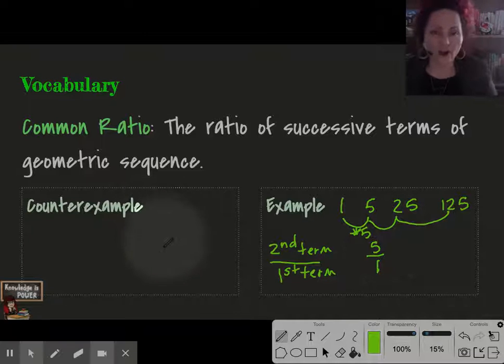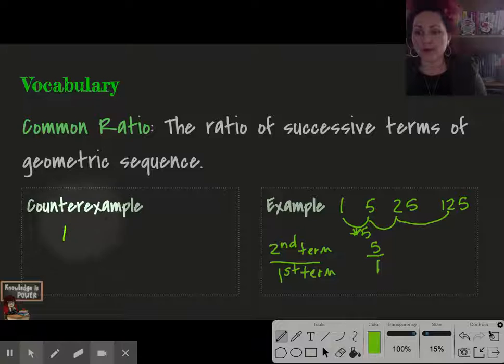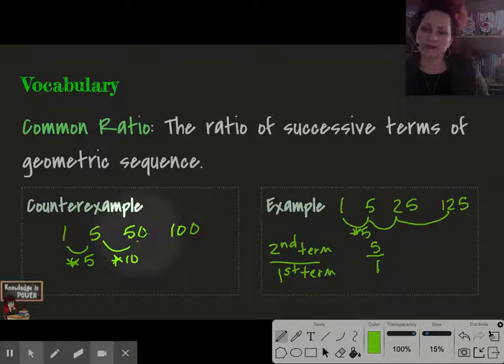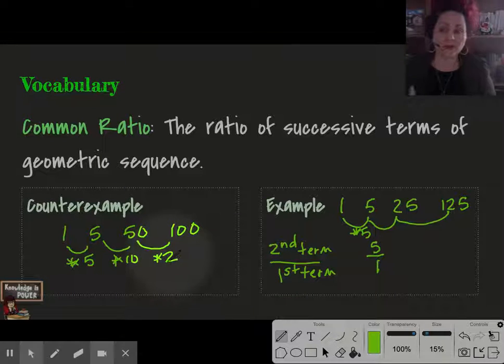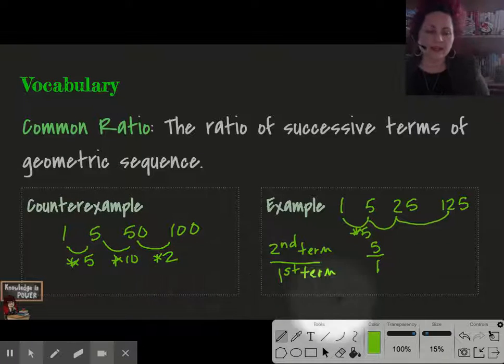Our counter example might be something like 1, 5, 50, and 100. In this case, we would be multiplying times 5. This one, we're multiplying times 10. And this one, we're multiplying times 2. Notice how each time you're multiplying, but you're multiplying by something different. There is definitely not a common ratio in this particular sequence. This sequence would not be geometric, and there's not a common ratio for this one. Okay, let's go ahead and move on.